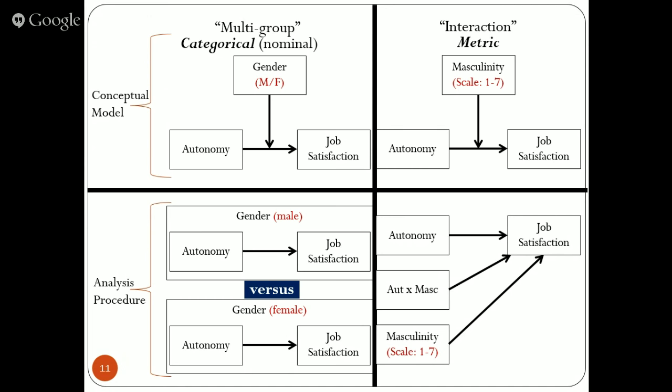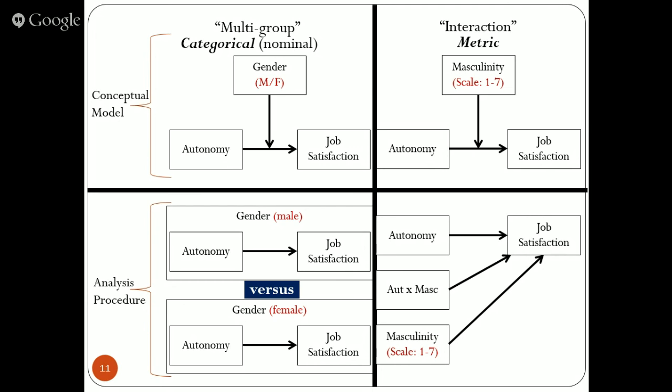Okay. We have two different types of moderation. There's multi-group moderation, which is where the moderator is categorical or nominal, like gender. Gender is a very good categorical variable. You can't have more or less gender than someone else. Religion is a good example. Industry is a good example. You can't have more or less industry. That's ambiguous meanings. You can't have more or less religion than someone.